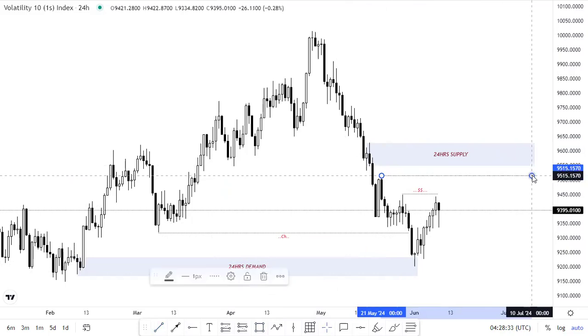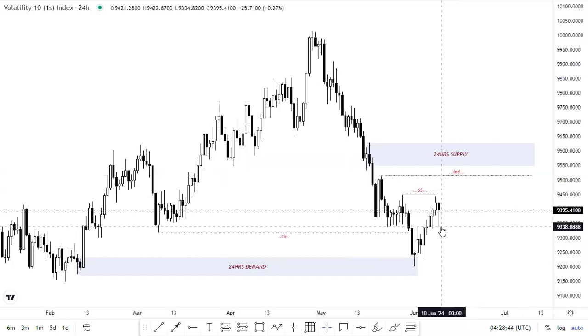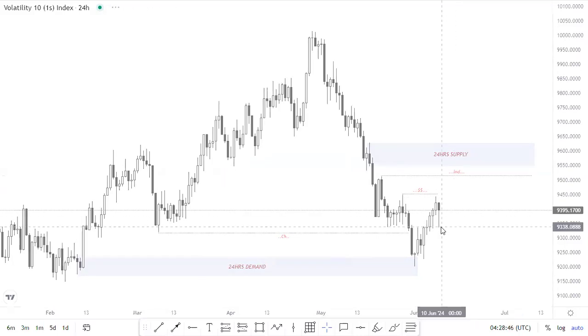So that means that we have two scenarios. That's why we use confirmation entry. We don't just enter blindly. We want to see structure shifts on all of these levels here. So let's go to the 4 hours time frame.